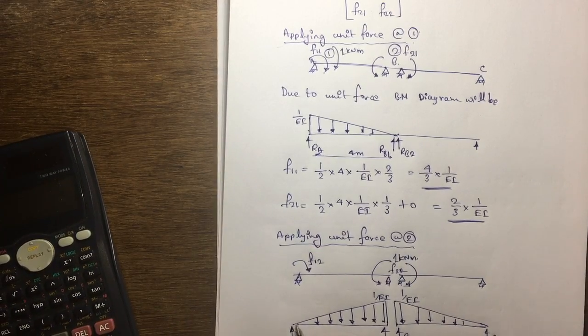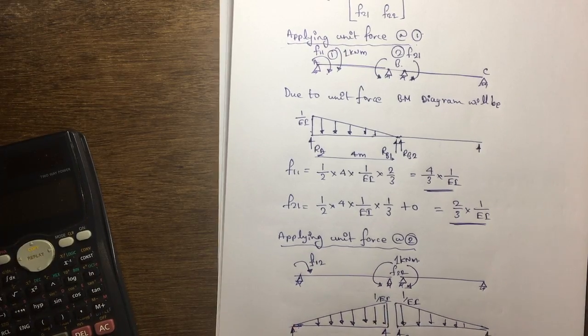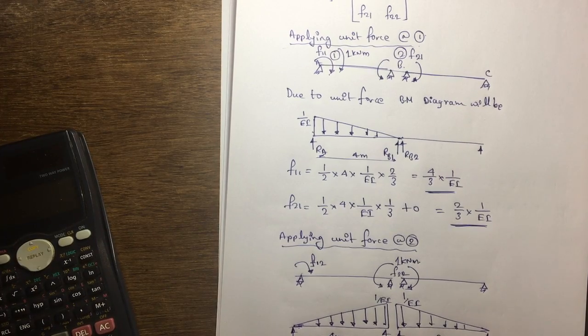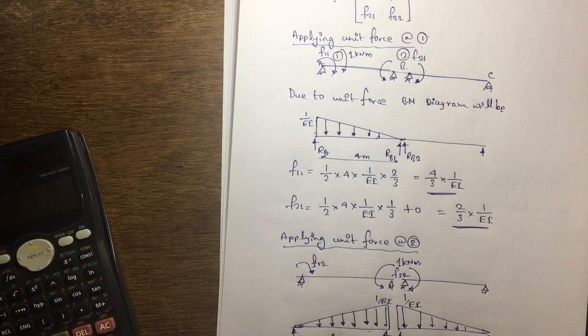So if I want to find F12, that is here, I have to find the reaction here, that is nothing but RA. F12 is equal to, first I will find the area of this figure, half into base is 4 meter, this is 3 meter, therefore half into base into height is 1 by EI. I am calculating reaction here, therefore this portion, that is 1/3. So if I simplify that one, that is 2 by 3 into 1 by EI.